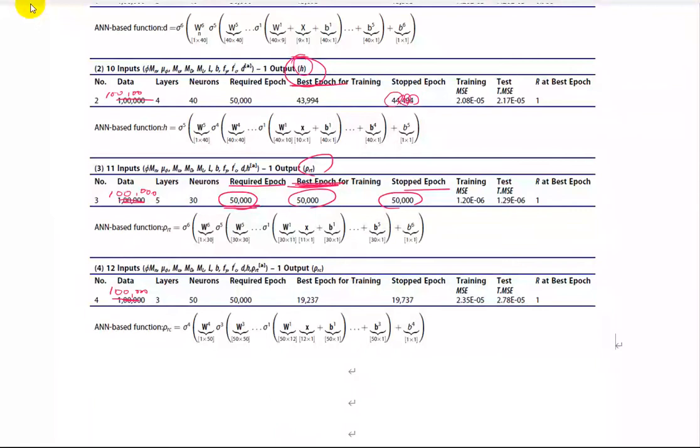So in this case, you want to go more than 50,000 to verify that you have the best epoch. But in this case, we didn't do that because the training mean squared error and test mean squared error are small enough to get good designs, because this is -6, -6, whereas you have -5, -5. So this is very nice, very good training results compared to this one where you're training output edge.